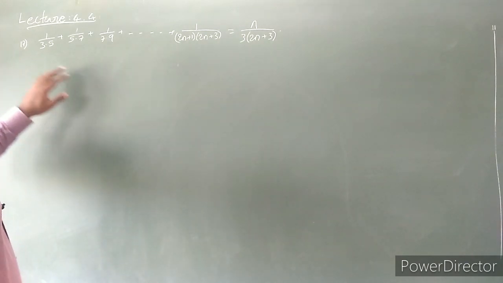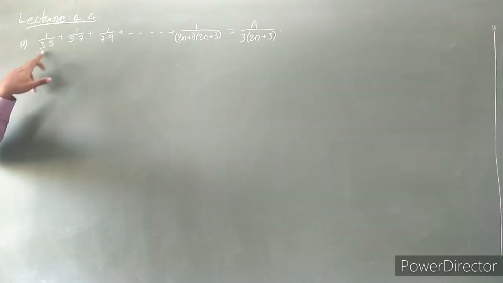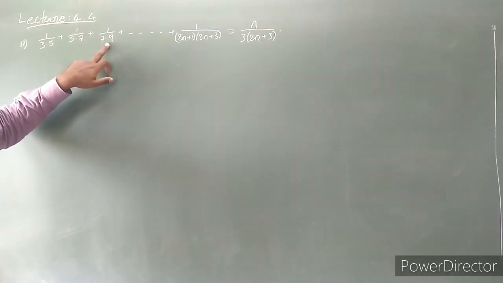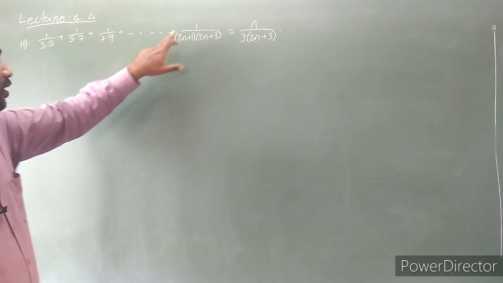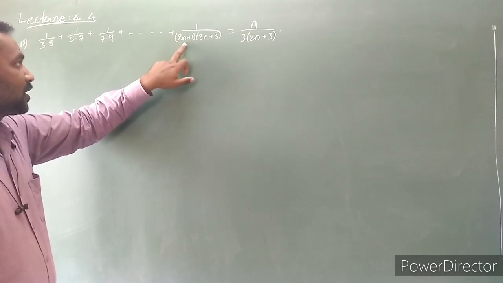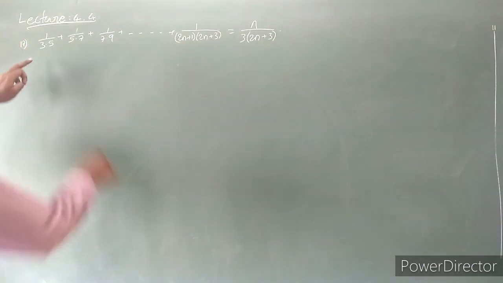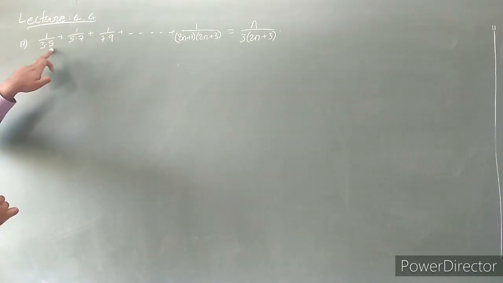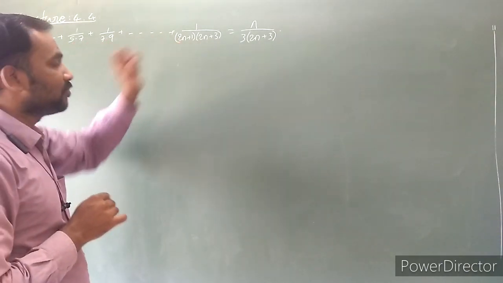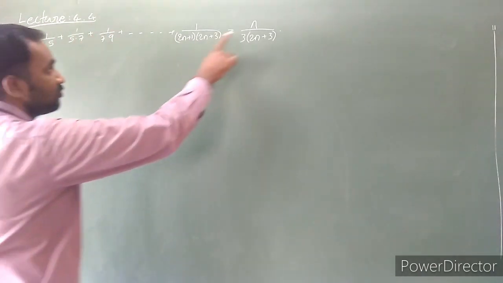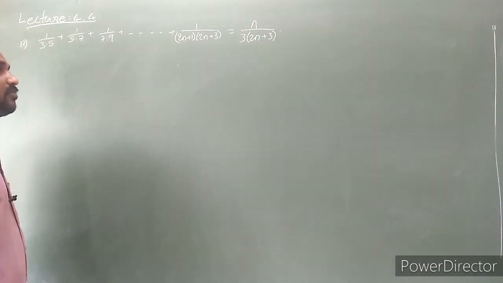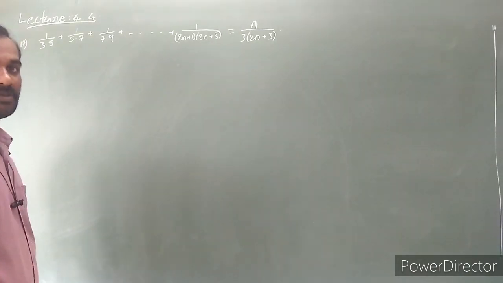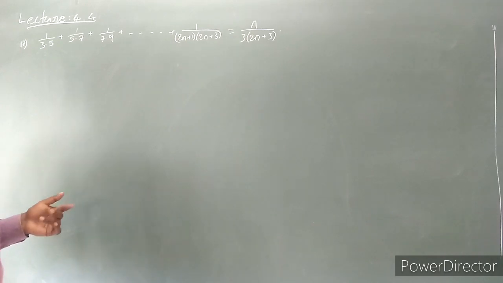The next one is 1 by 3 into 5 plus 1 by 5 into 7 plus 1 by 7 into 9 plus so on, plus 1 divided by 2n plus 1 into 2n plus 3. First factors 3, 5, 7: the nth term is 2n plus 1. Second factors 5, 7, 9: the nth term is 2n plus 3. This sum is equal to n divided by 3 into 2n plus 3. We need to prove that with the help of the principle of mathematical induction.